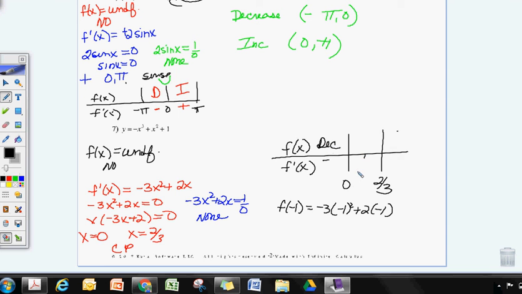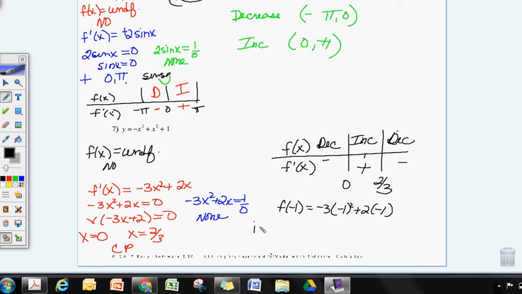Plug in a number here. I probably plug in 1/2. And when I plug in 1/2, it's going to be positive and increasing. And when I plug in 2, it's going to be negative and decreasing. And I didn't write all of that out, but it's following here. Pick a number, do that.